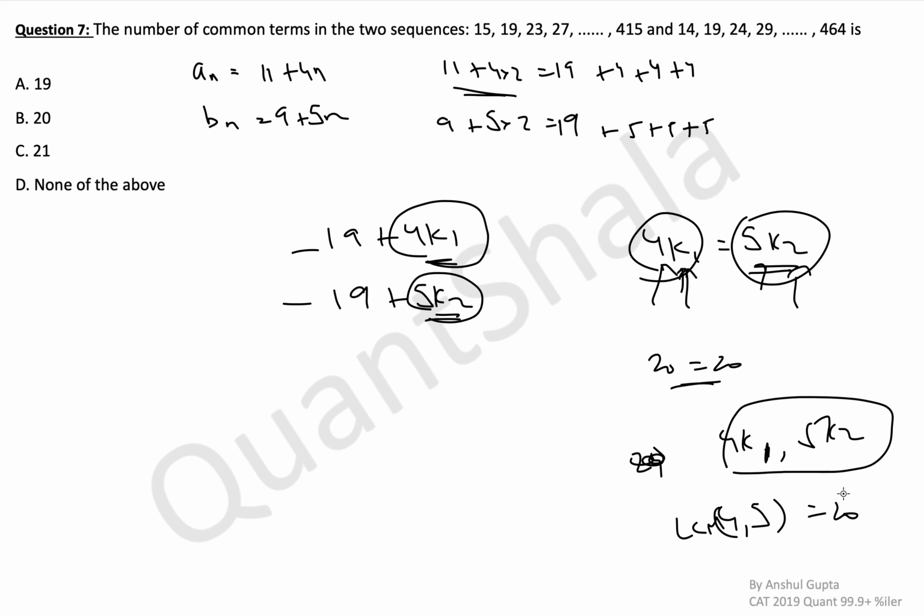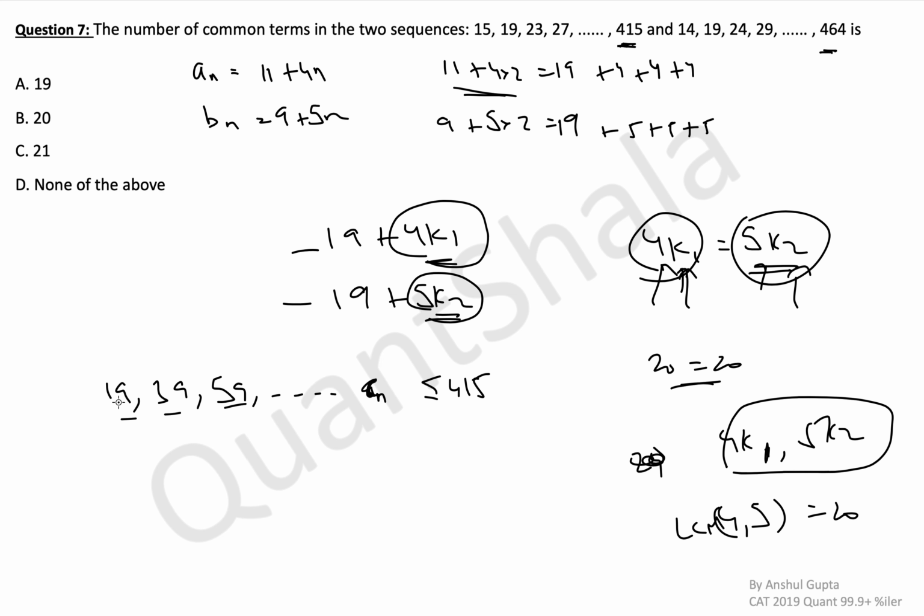It is 20. So the first common term now we know is 19. Next common term will be 39. Next common term will be 59, and so on. And what is the last common term that we can have? The last common term has to be less than or equal to 415 or 464. So the last term here, which I'll call Cn, has to be less than or equal to 415. Again, this is also an AP.